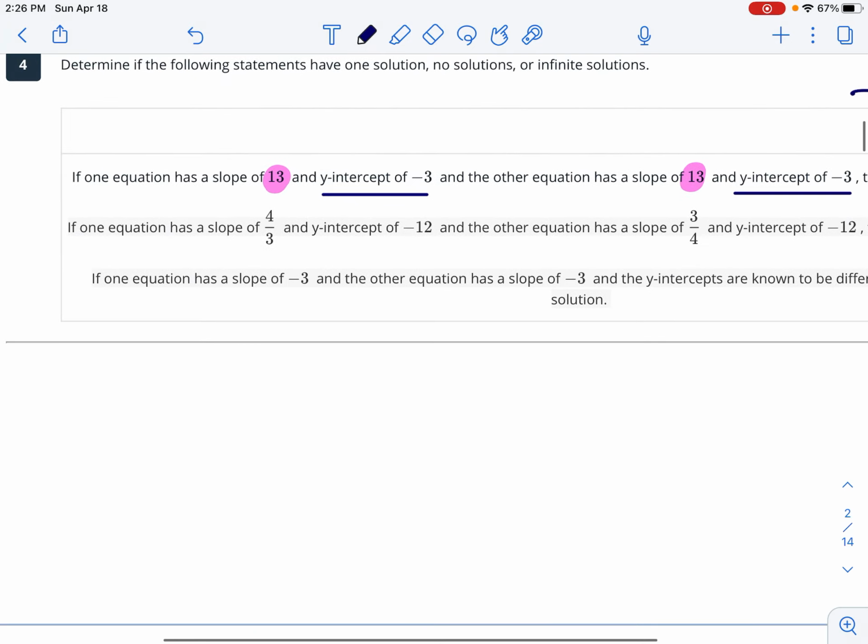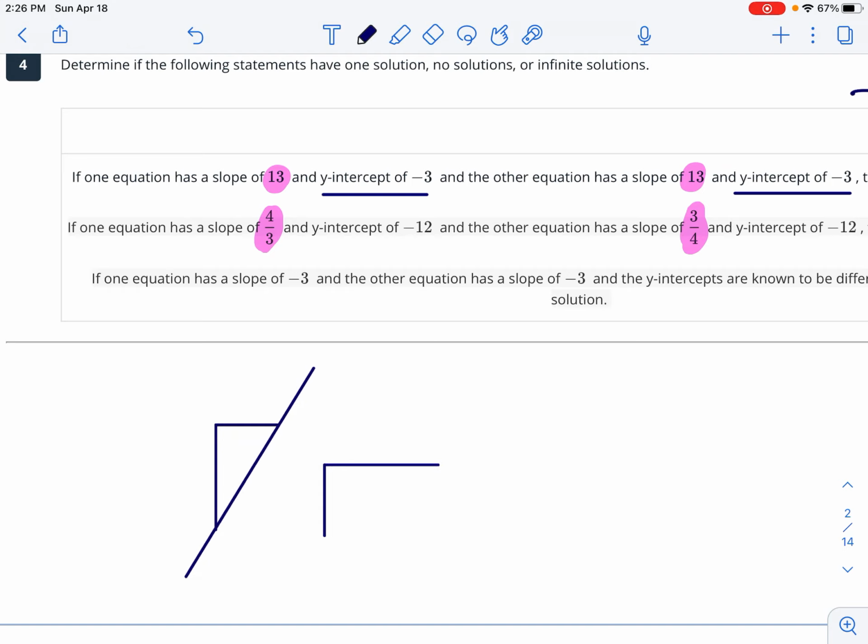So then the next one, when I read it, it tells me one equation has a slope of 4/3 and the other has a slope of 3/4, which if you think about it means one went up 4 and then right 3. The other only went up 3 and right 4. The steepness of these lines is not the same.